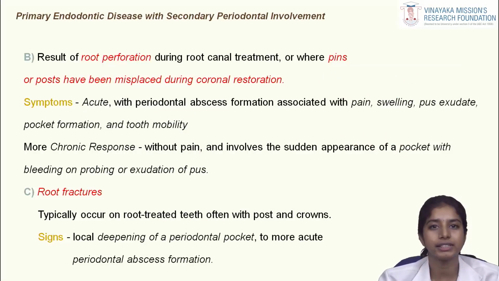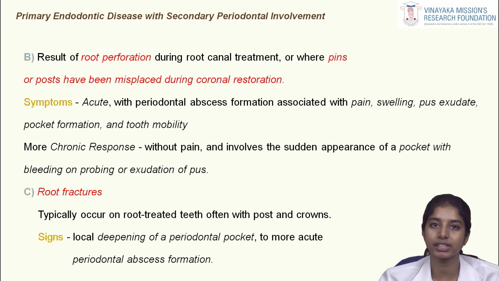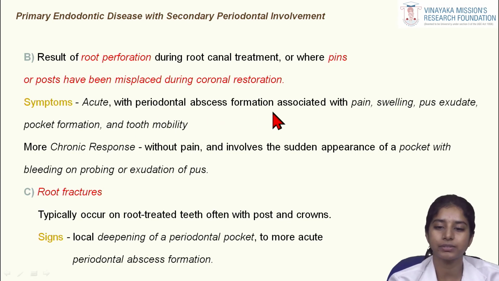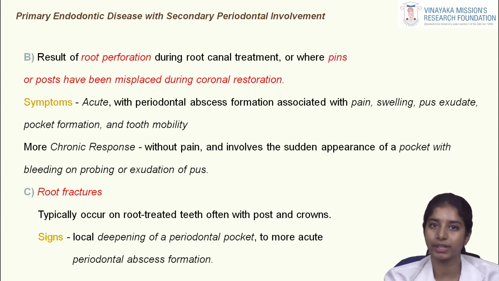Then we have primary endodontic disease with secondary periodontal involvement in other situations also. The first one is a result of root perforation during root canal treatment, or where pins or posts have been misplaced during a coronal restoration. The symptoms in acute cases are periodontal abscess formation associated with pain, swelling, pus exudate, pocket formation and tooth mobility. Then we have chronic cases also. In chronic cases there won't be any pain, but in acute cases we have pain. In chronic cases it involves the sudden appearance of a pocket with bleeding on probing or pus exudate.